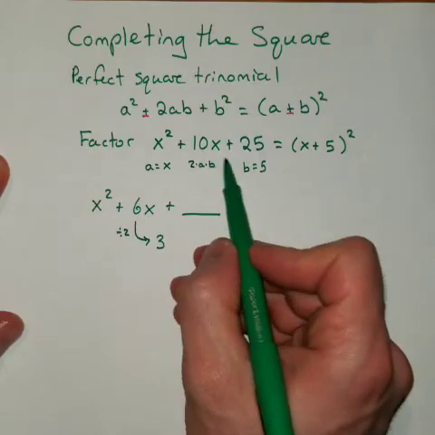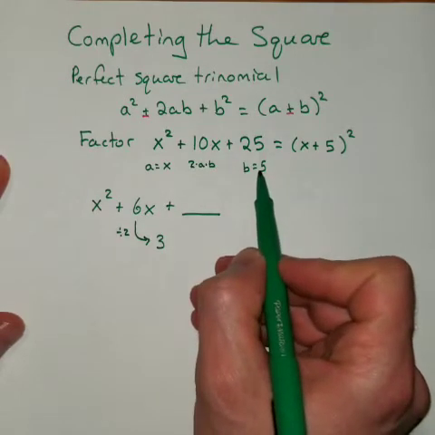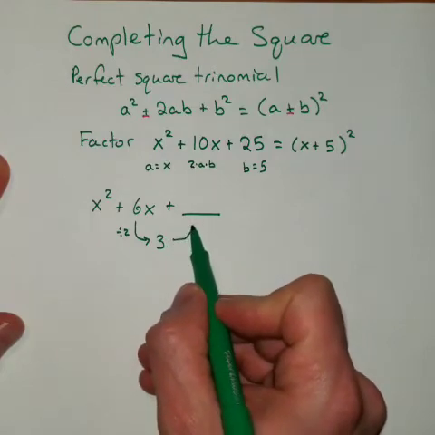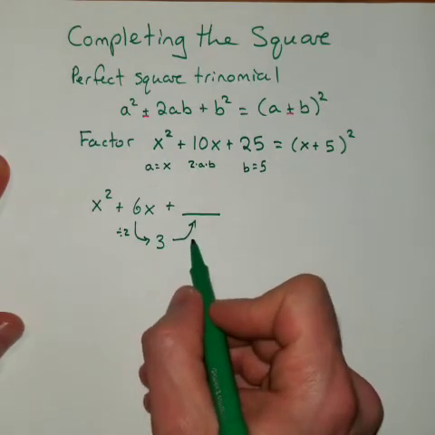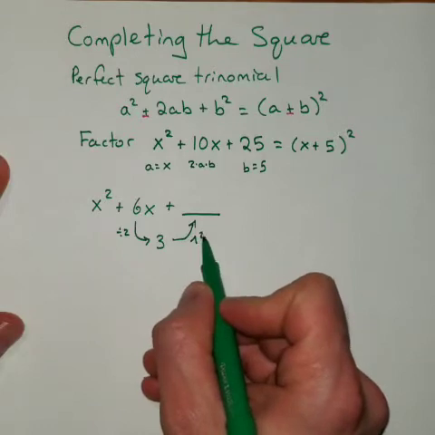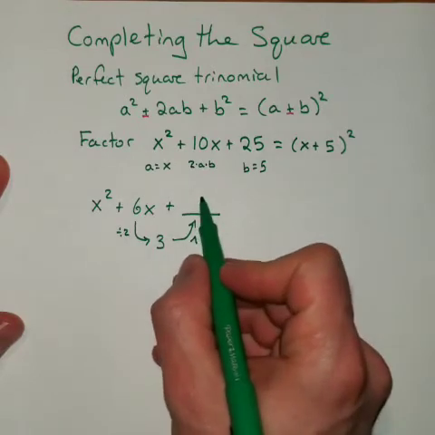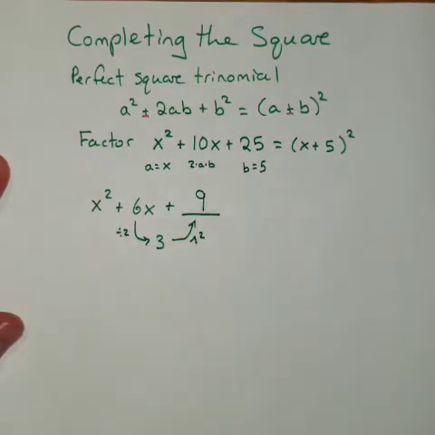Right, just like the 10 divided by 2 gives me 5. And then that's the number you square to get the number on the end. So I'm going to square this, using the little exponent symbol, the caret symbol. So I raise that to the second power, and that gives me a 9. So 9 is the number that I need in order to complete the square.